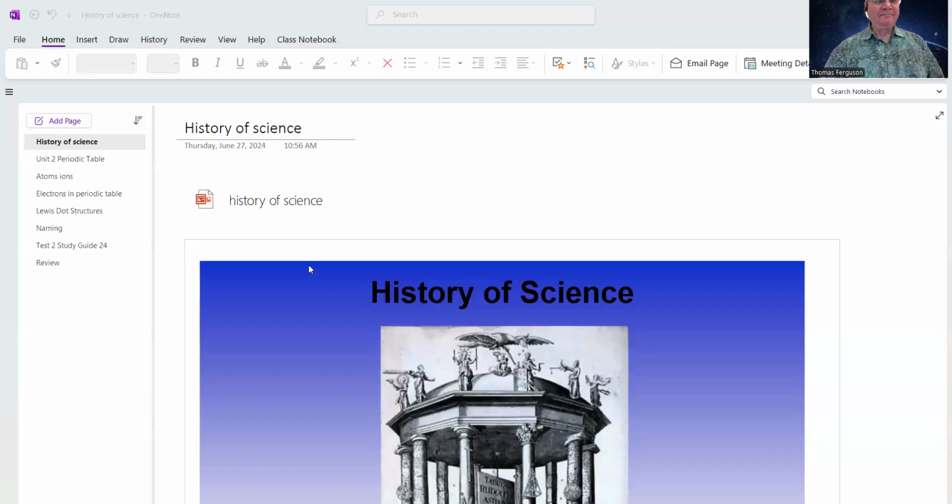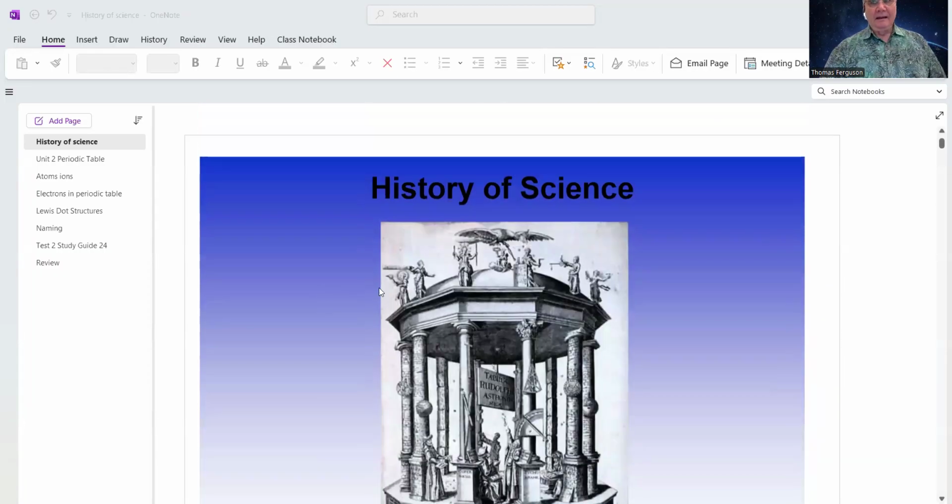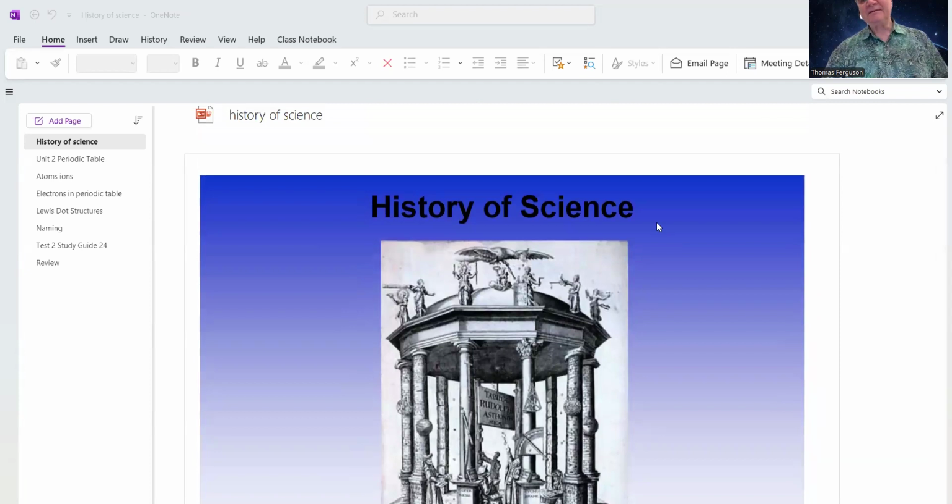Okay, I'm going to start off with, I named this history of science. Really, it's the history of the development of the atomic model.